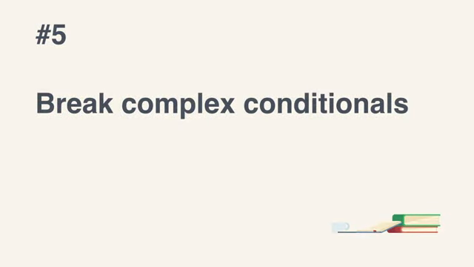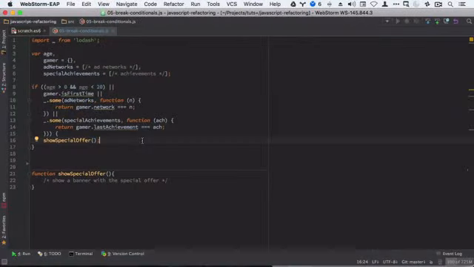Okay, number 5 is breaking complex conditionals. So what do we mean by that? Let's look at a piece of code like this. So here we have a series of conditions that are being checked for, and when any of them match, we want to show a special offer.